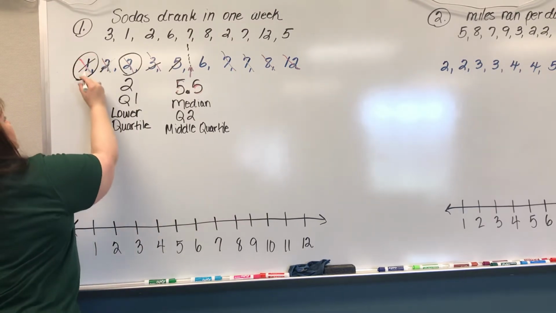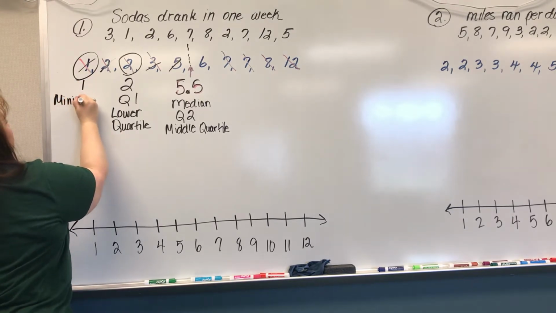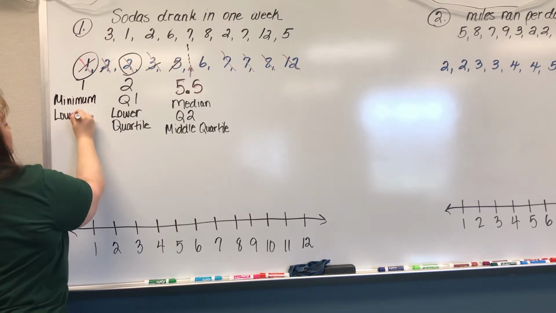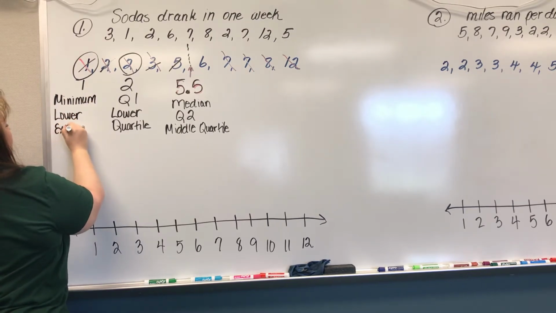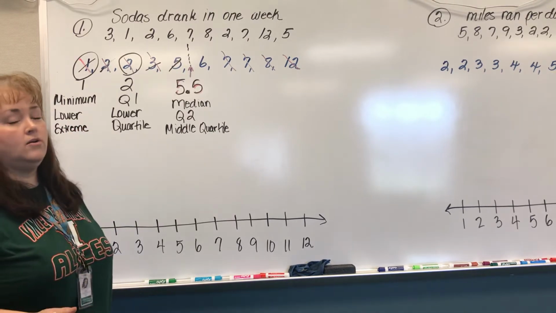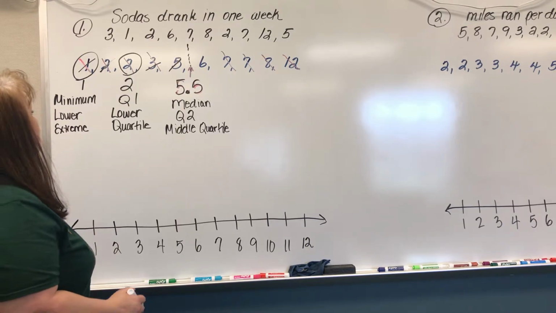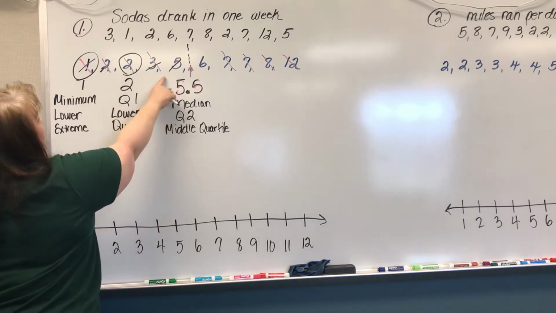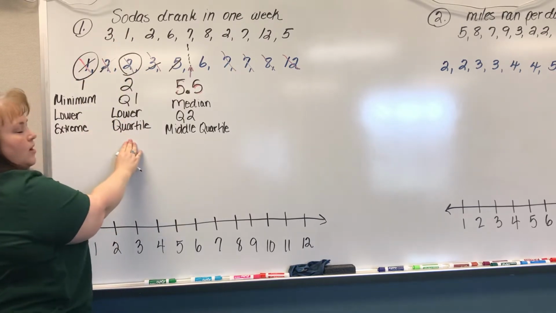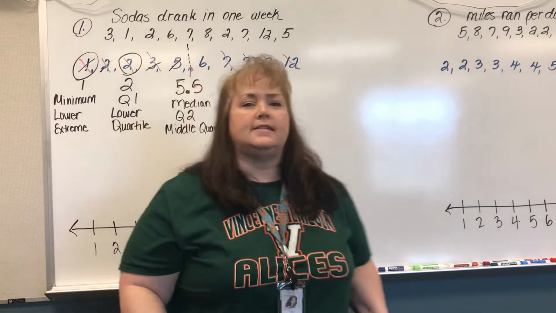Okay, quartile 1 or the lower quartile. And this 1 on the end is important. It's the minimum or the lower extreme. Okay, again, you've got to know these vocabulary words. Okay, all right, so we took our lower half, split it in half, found our quartile 1, identified our minimum. Now we're going to do the same with the upper half.